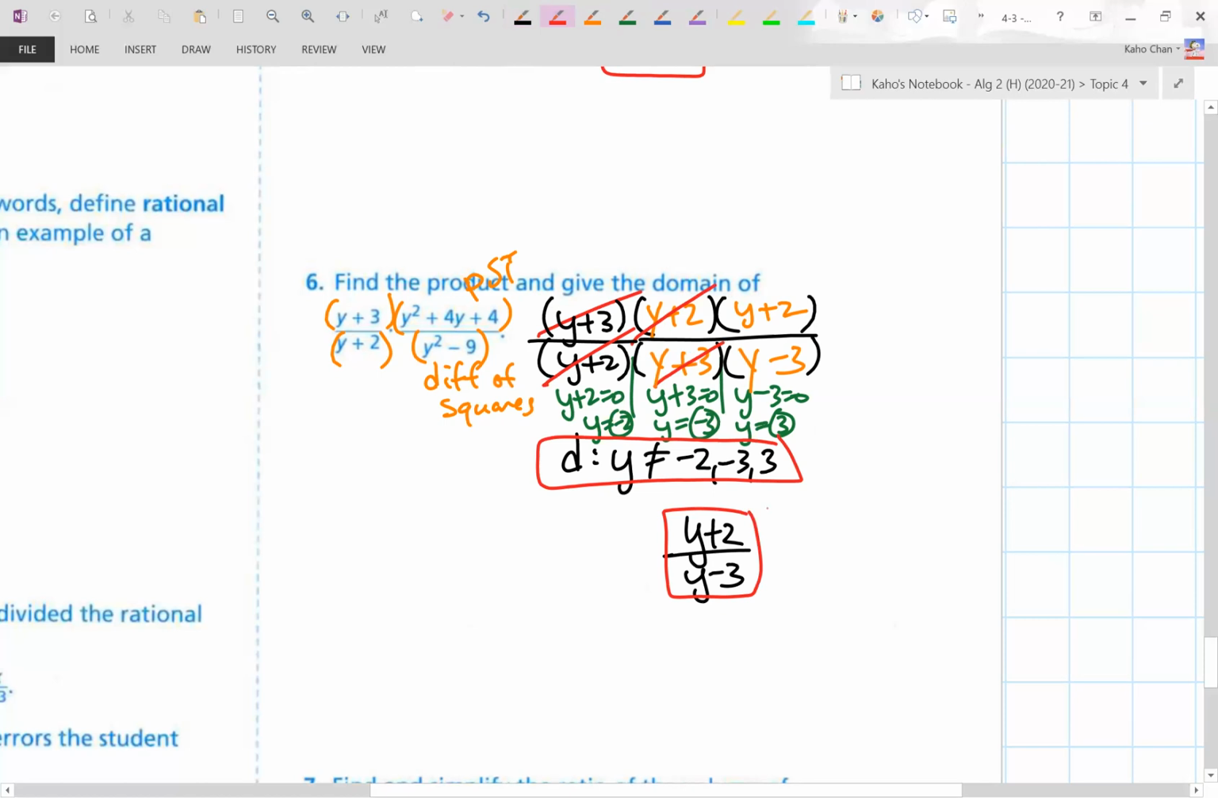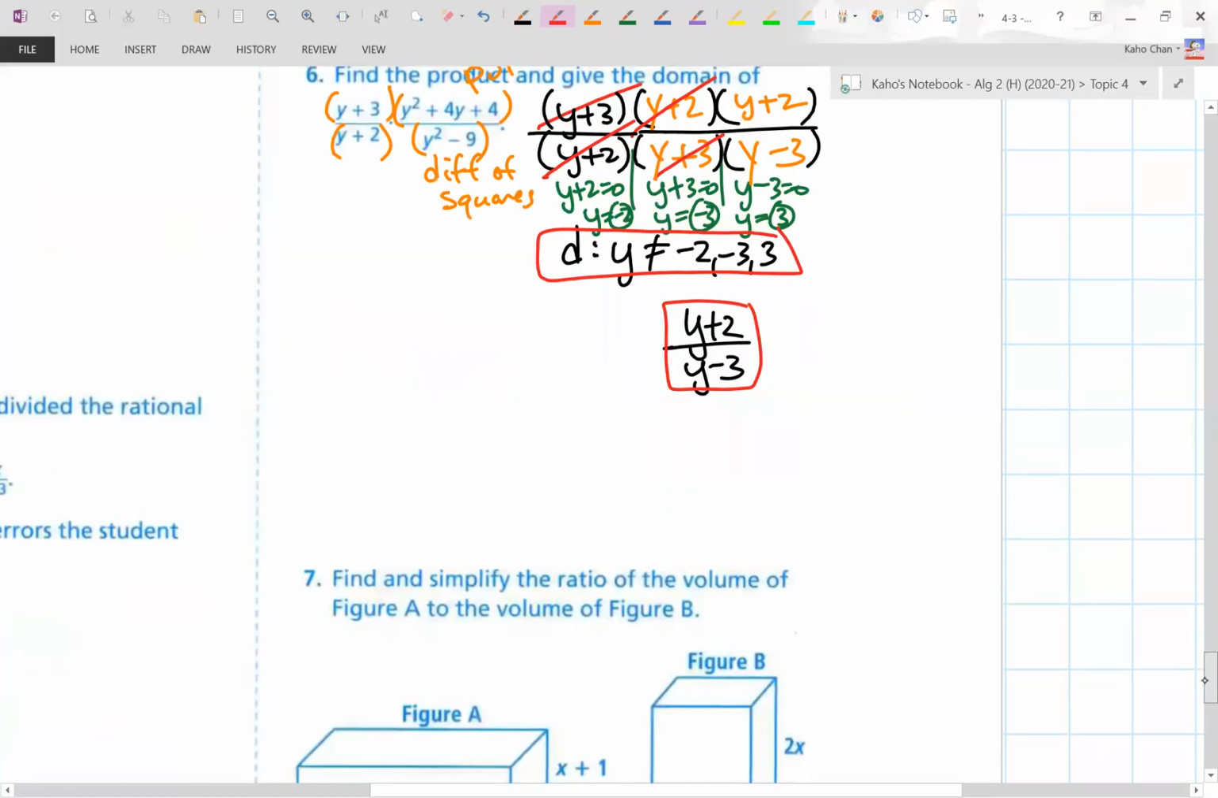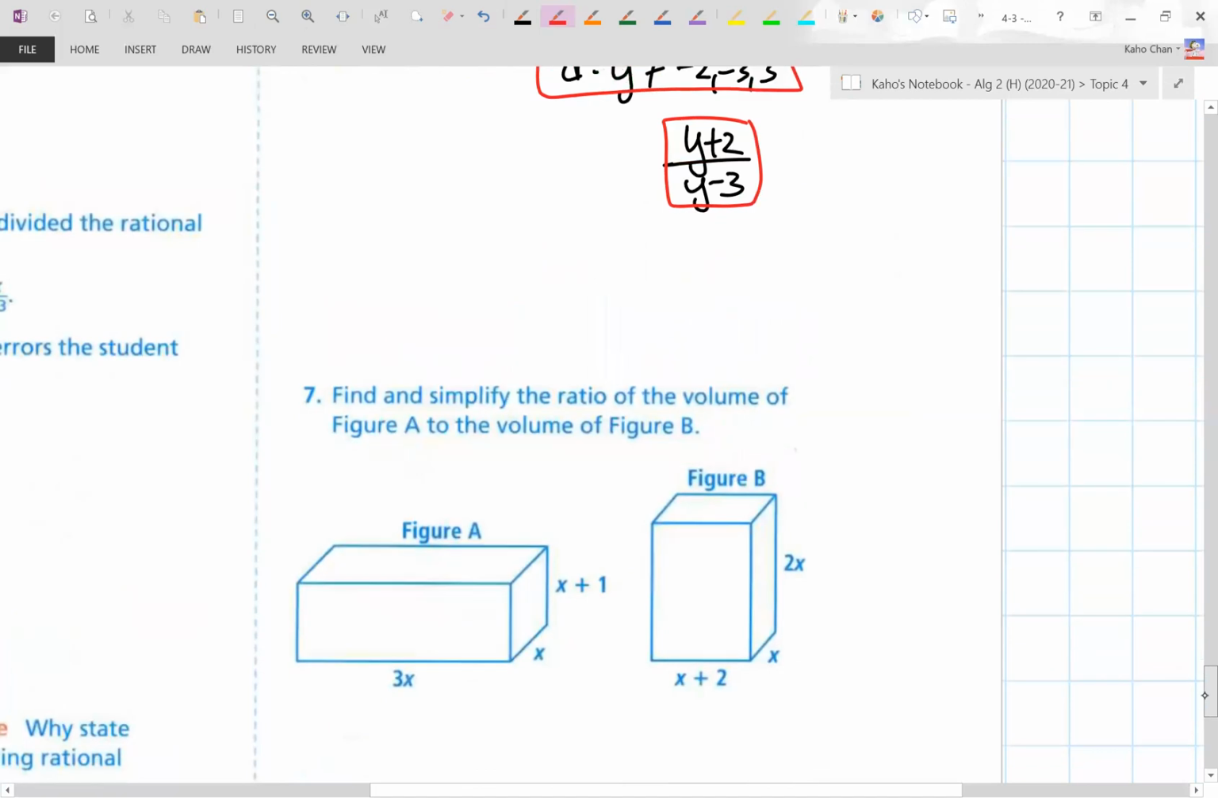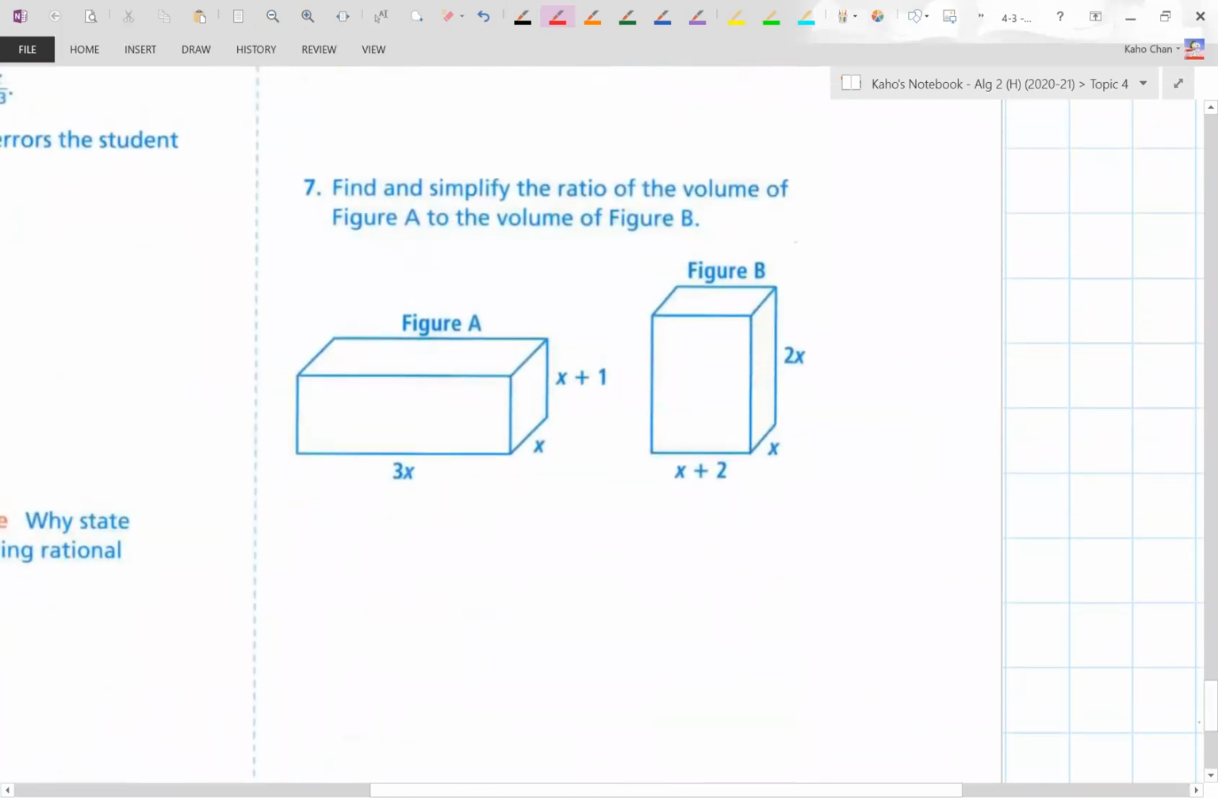Guys, ready for the last one? I'm ready. Ready, here we go. Number 7. Again, feel free to take breaks if you need to. Find and simplify the ratio of the volume. That's crazy. But it's not as crazy as you think. The word ratio is basically division. They want us to divide the two volumes.